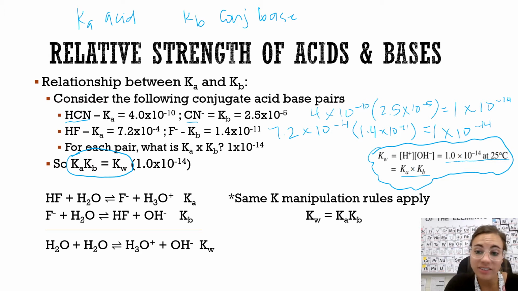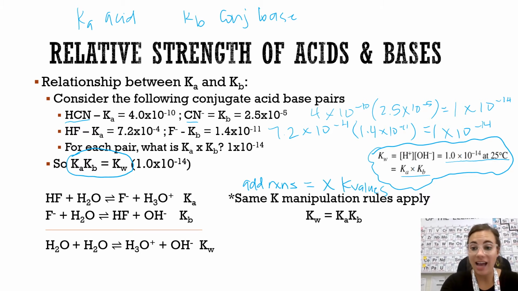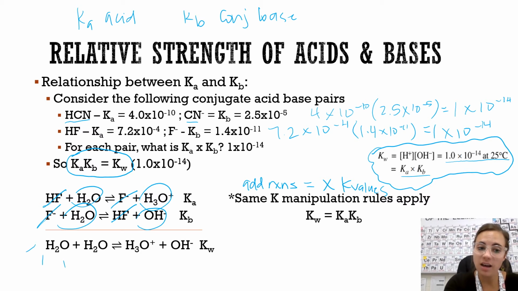So remember last unit when we learned that when you add reactions together, you multiply the K values. So if we add these together, canceling things that appear on both sides, we're left with water plus water yields hydronium and hydroxide. That is the auto-ionization of water, which has a K value of Kw. So Ka times Kb equals Kw.